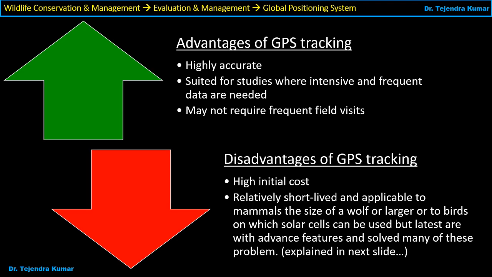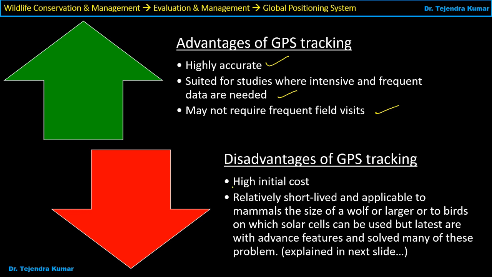Now, see the advantages and disadvantages of GPS tracking. GPS tracking is highly accurate, suitable for studies where intensive and frequent data are needed, and may not require frequent field visits. You can just sit at home and find out everything. Likewise, you search the locations many days before going to the examination center or your destination, and you are just relaxed. So no field visit is required.